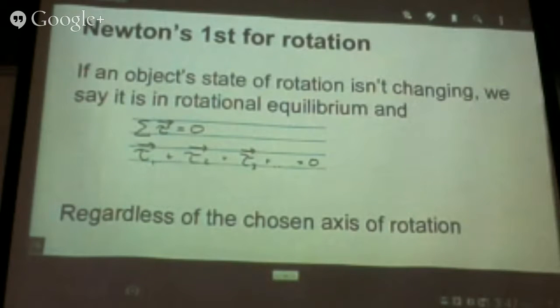And then we have analogs for Newton's first law and second law with rotation as well. So with linear motion, we said an object is in equilibrium. That means it's not accelerating, so the net force on it has to be 0. If it's in rotational equilibrium, that just means its rotational motion isn't changing. It doesn't have any rotational acceleration, so the net torque has to be 0. We can have forces that are causing a torque, but the torques have to balance each other out.